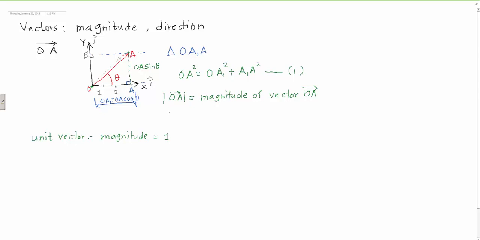So watch out, this is what's going to happen. OA is actually, if you think about it, composed of two vectors. I need to go from O to A1 and A1 to A. So I would say O to A1 and A1 to A.